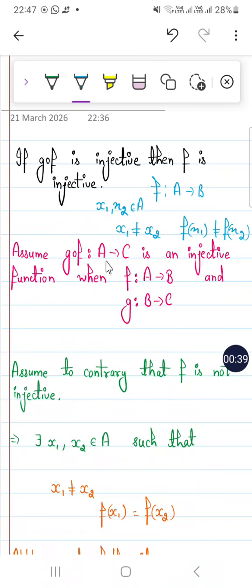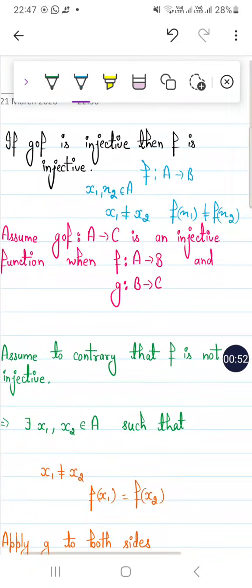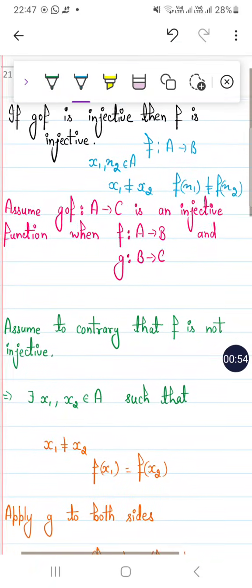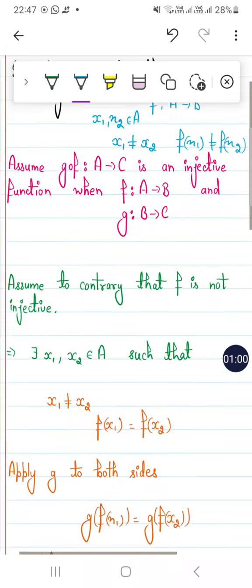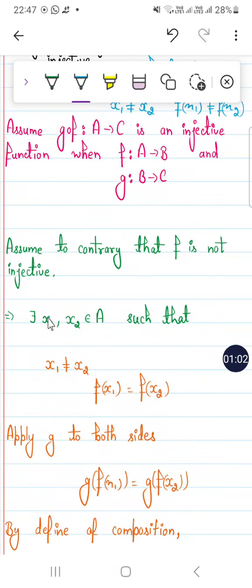Now assume g∘f from A to C is an injective function, where f is given by A to B and g is given by B to C. Assume to the contrary that f is not injective. Then there exist x1, x2 in A, in the domain of f, such that x1 is not equal to x2, which implies that f of x1 is equal to f of x2, because we consider that f is not injective.